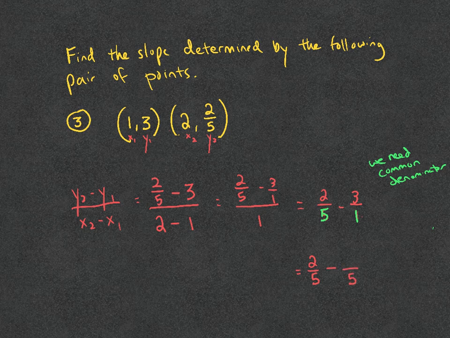So if we multiply the 1 by 5 in order to get our new denominator, we got to take the top times 5 also in order to get our new numerator. So 3 times 5 is 15. And we'll just keep going further. Now we've got a common denominator of 5, and then 2 minus the 15 gives us negative 13.